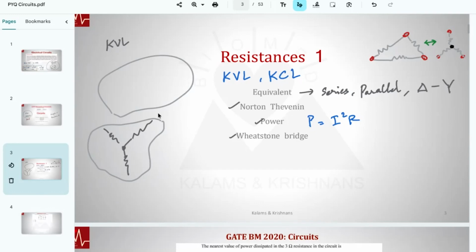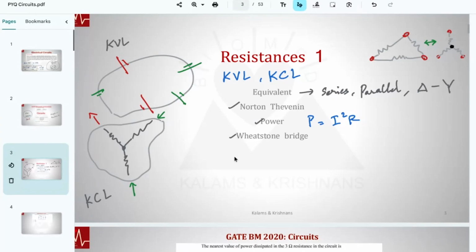Let's say current enters at 2 places. What exits should be equal to what enters, provided nothing is stored. As far as this boundary is concerned, what enters typically equals what exits. This is KCL. We'll also look at examples on Kirchhoff's current law and then Kirchhoff's voltage law. There are a couple of places where voltage increases, and then there are a couple of places where voltage drops. The drops and rises will be equal. This is one thing you want to know.